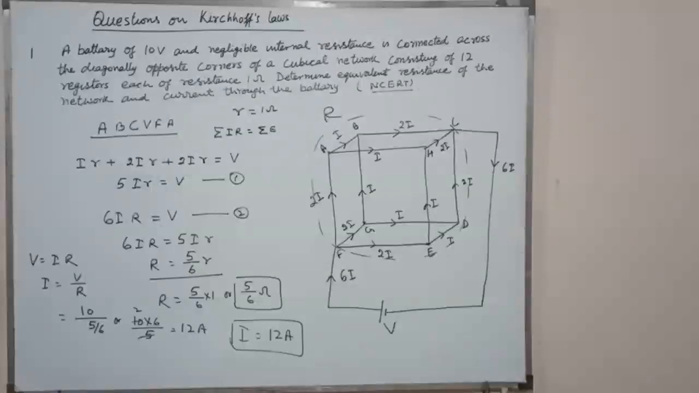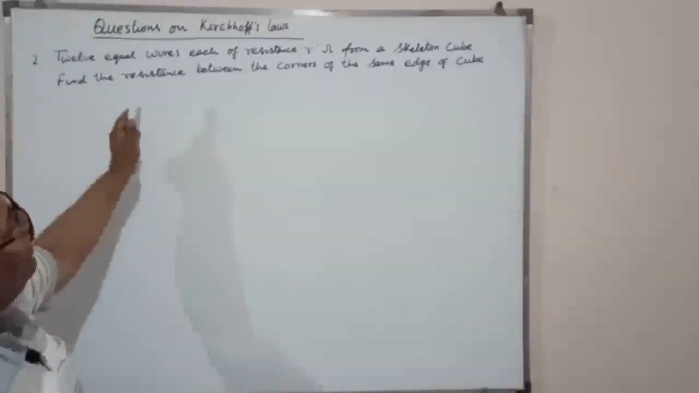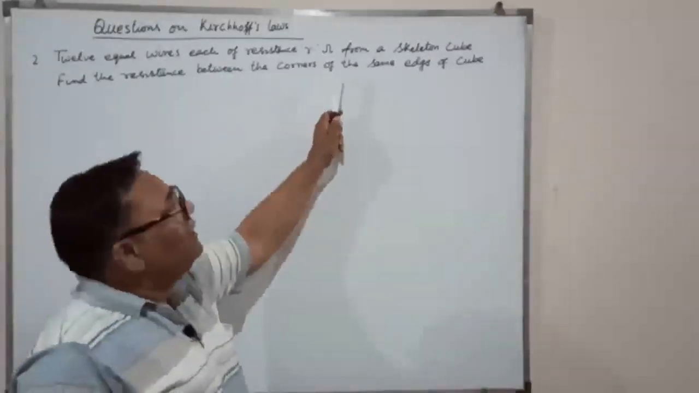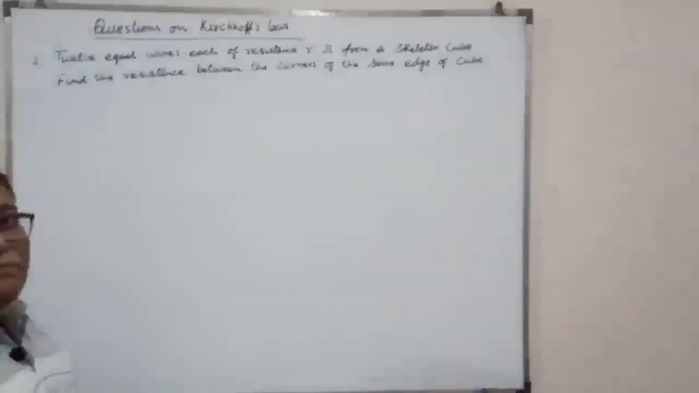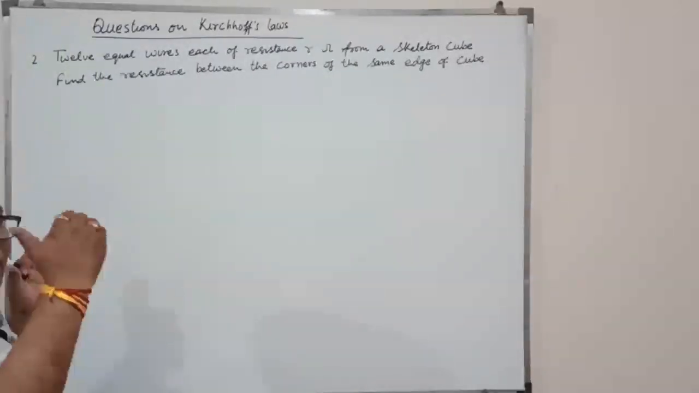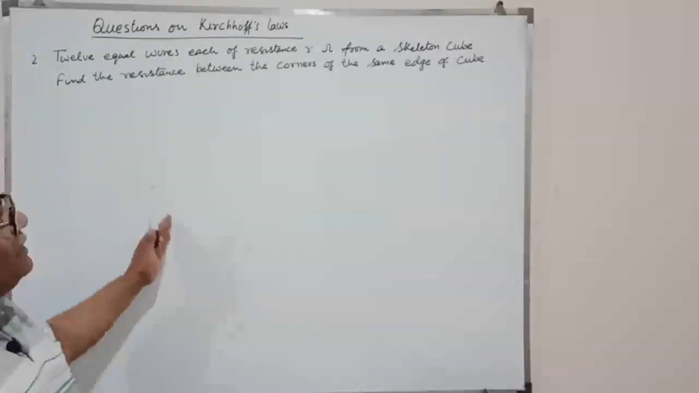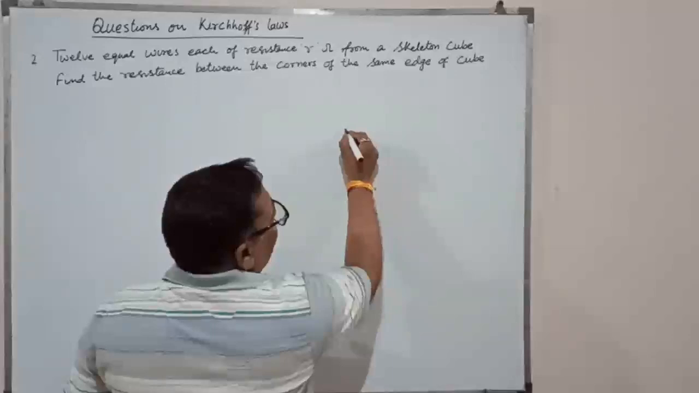Now the next question is: 12 equal wires, each of resistance R, form a skeleton cube. Find the resistance between the corners of the same edge of the cube. In the previous question we studied resistance diagonally. Here it is the same edge of the cube. Then draw the diagram.